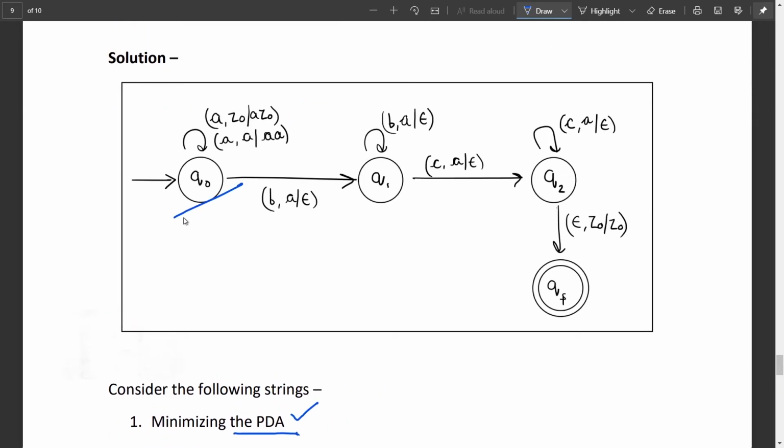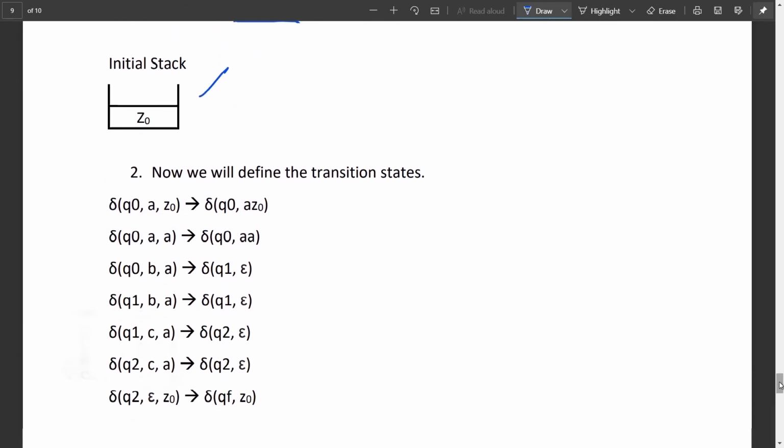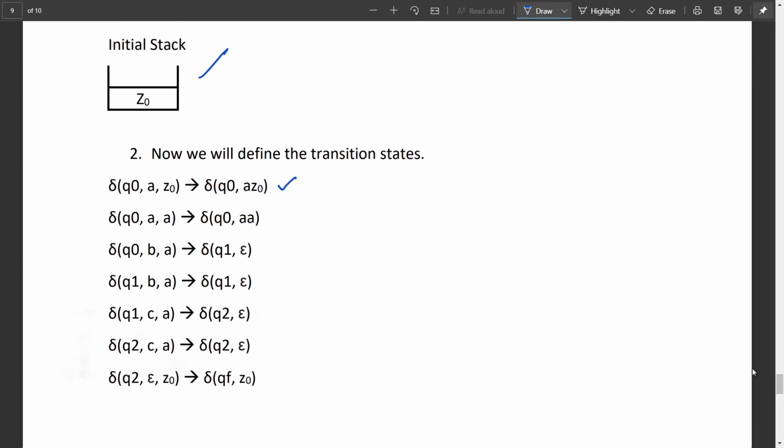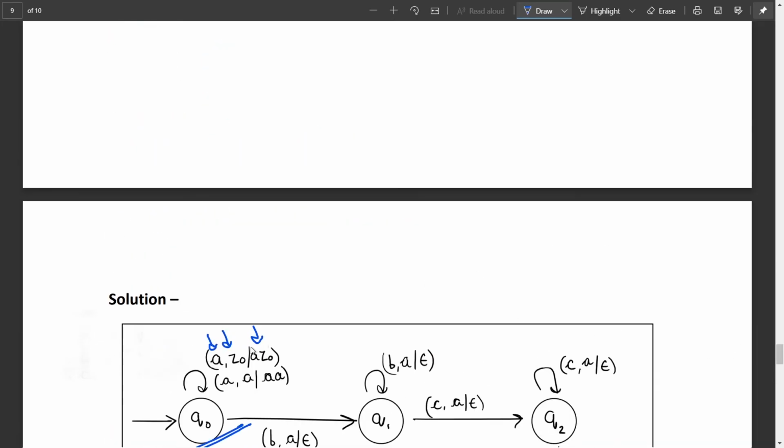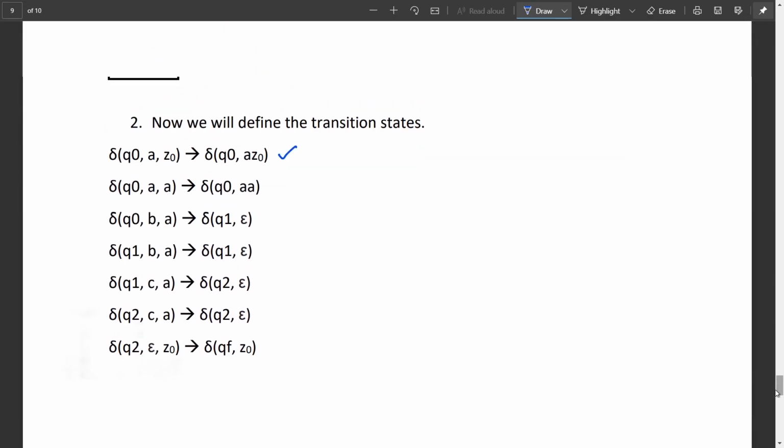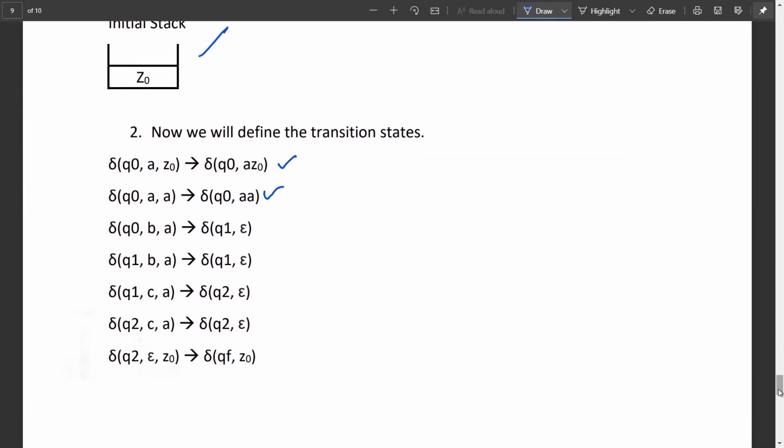We can see that there are two transitions on Q0. So we are getting input A, and the top of the stack is Z0. So we are just updating it with AZ0. So you can see that that one is covered. Then the next one is we are getting input A, the top of the stack is A, and we are updating it with AA. So as you can see, that one is covered as well.